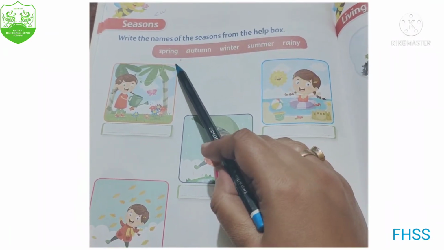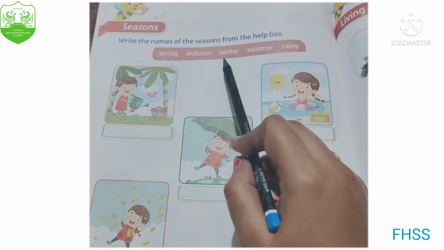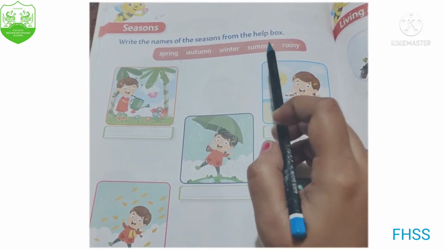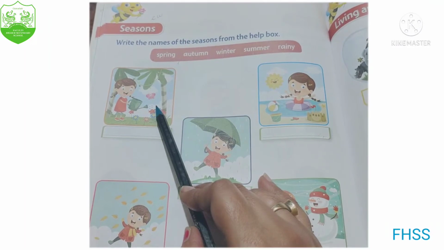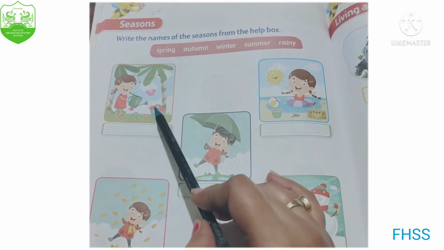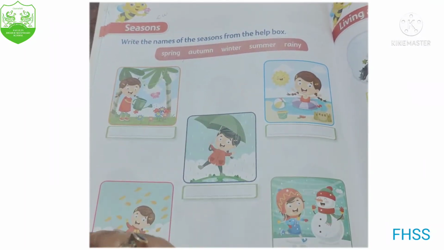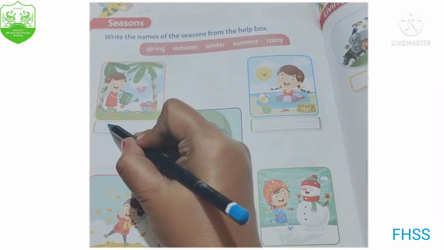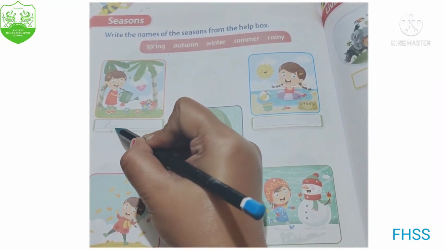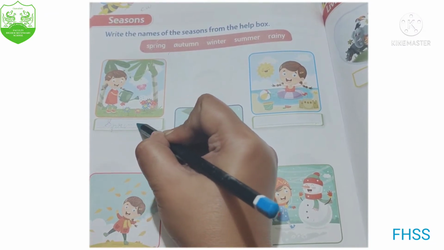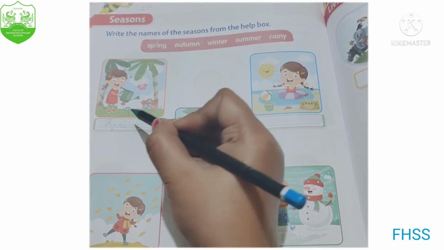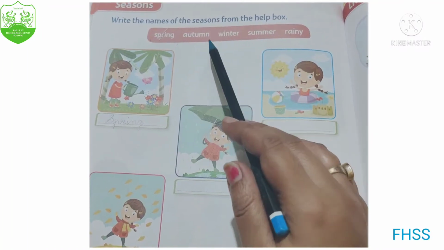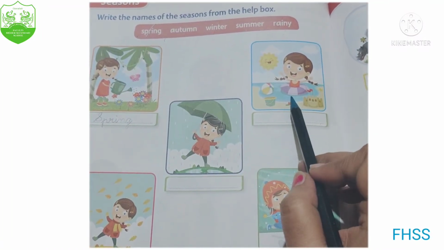The options are spring, autumn, winter, summer, rainy. Now look at the first picture. What is this? See, flowers are there. Butterfly is flying. Yes, this is spring season. So we will cut and we will write here spring. S-P-R-I-N-G. Spring.